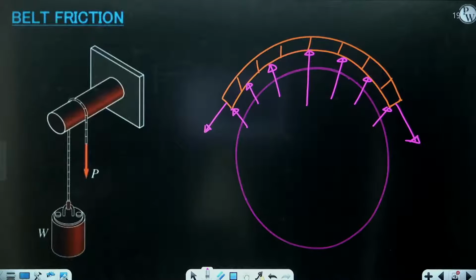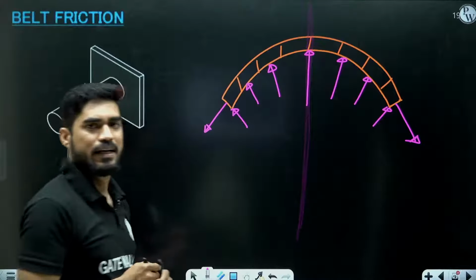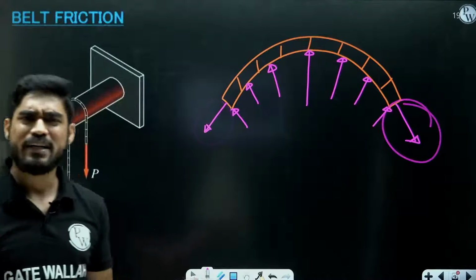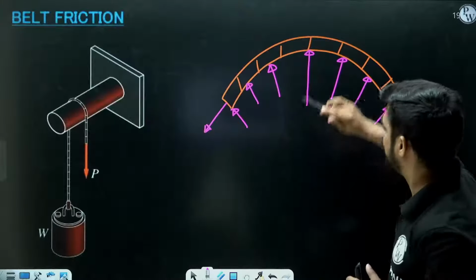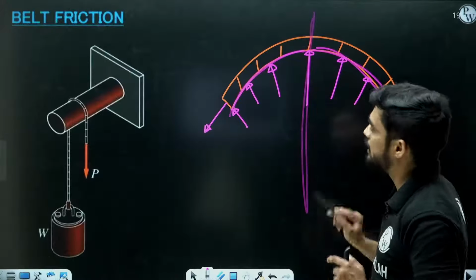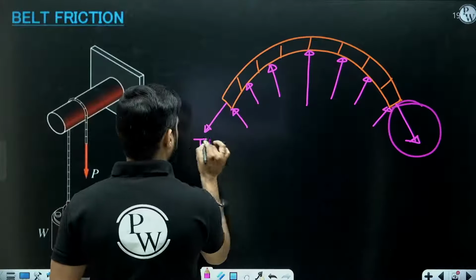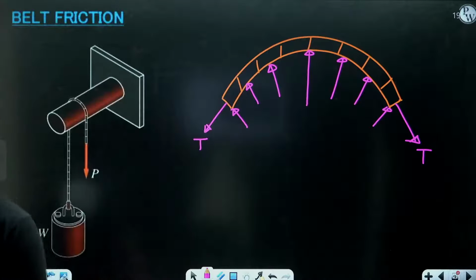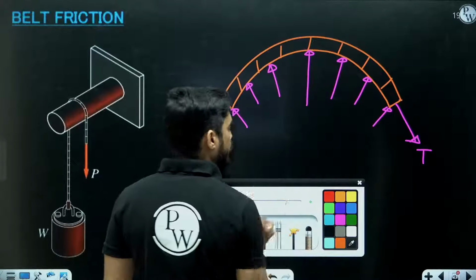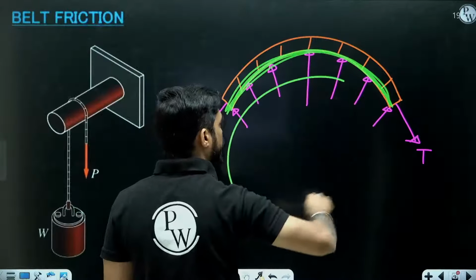If you look at this diagram right now, this diagram is symmetric about the center. So the tension on this side and on this side will be equal due to symmetry. These forces are equal on the left side and right side of the center, so this force and this force must also be equal. Tension on both sides will be equal. Let's say this is T, so this will also be T. But right now we are not considering the friction force. Right now we are assuming there is no friction between the rope and the rod.